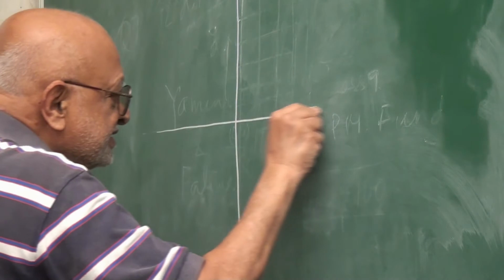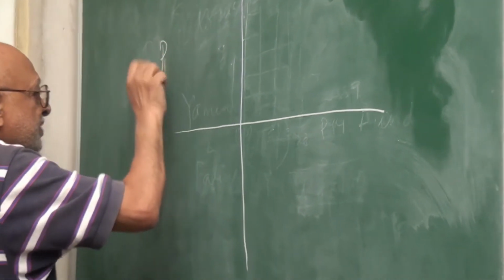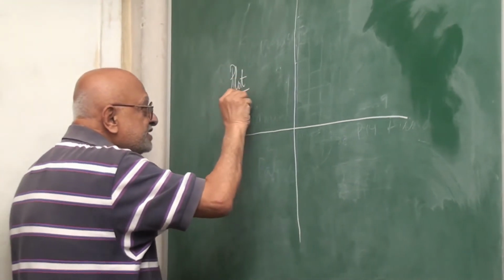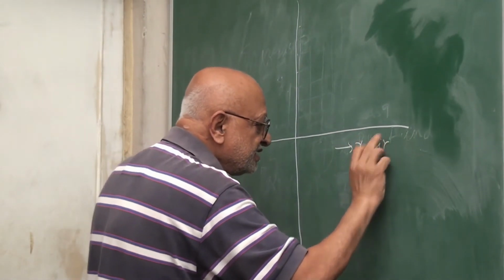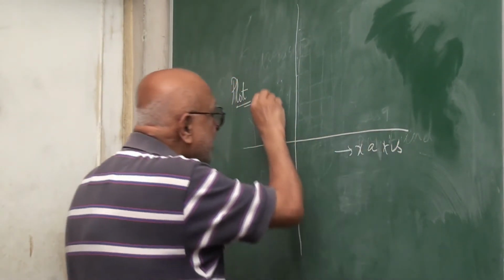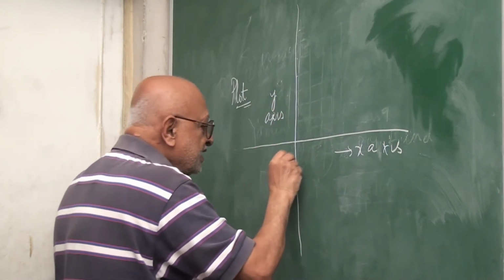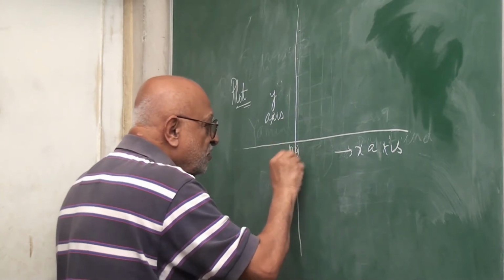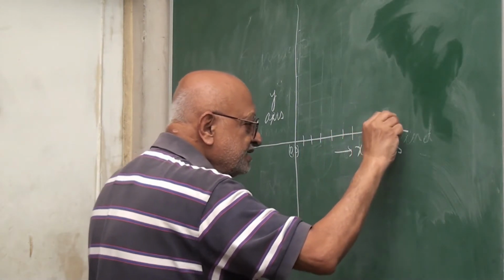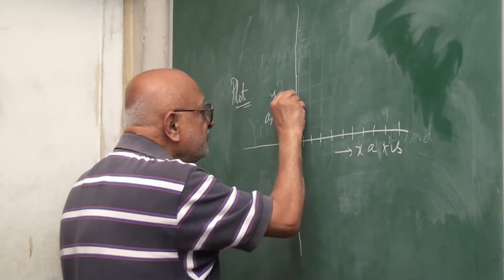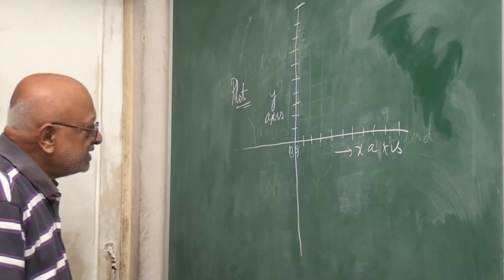So this is called plot. So I am going to plot this equation on this graph. So again, this is the x-axis, this is the y-axis. Okay, this will be 0, 0, 1, 2, 3, 4, 5, 6, 7, 8, 9, 10. Let's go to 1, 2, 3, 4, 5, 6, 7, 8, 9, 10. Okay, 10 on both sides.